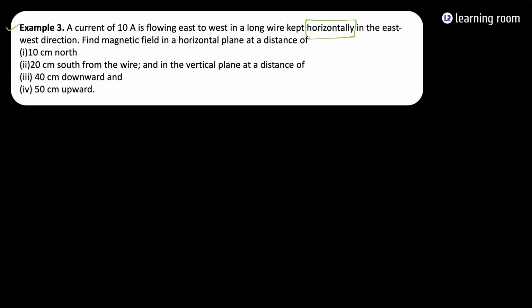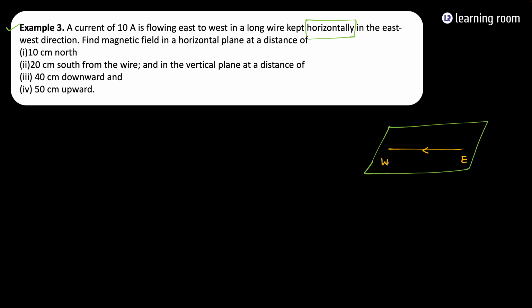Similarly, at a distance of 20 centimeter south, so 20 centimeter this side. So if I have to visualize it diagrammatically, if I take this to be the horizontal table, observe, on this there is a conductor which is placed and the current is flowing from east to west, right?